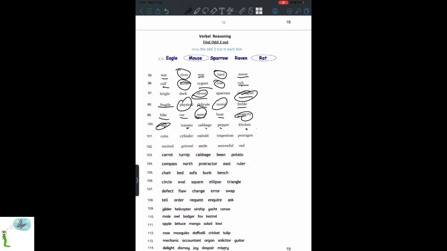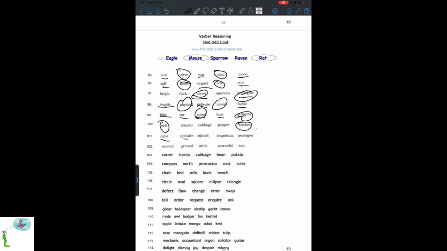It can't be about salt, pepper, kitchen. There's no rule there. There's nothing there. So you have to realize that, because it can't be tomato, cabbage, kitchen either. You have to think of the pepper, the food pepper, right? And then those three are all foods, and then you can say these two are the odd two out.